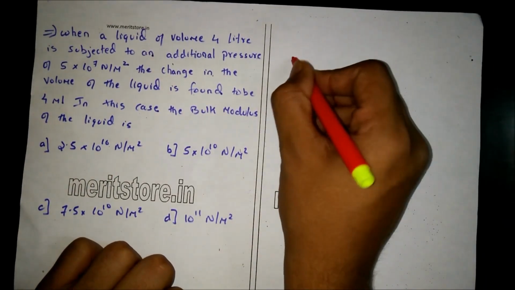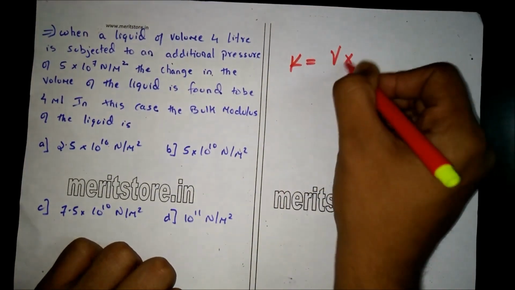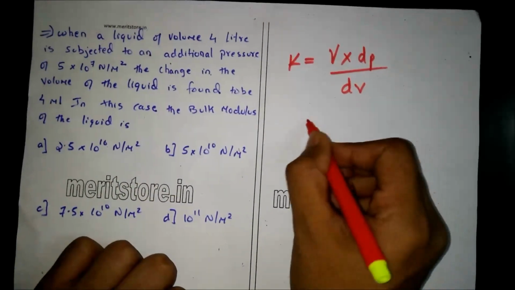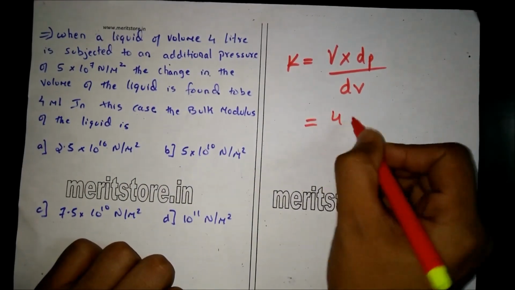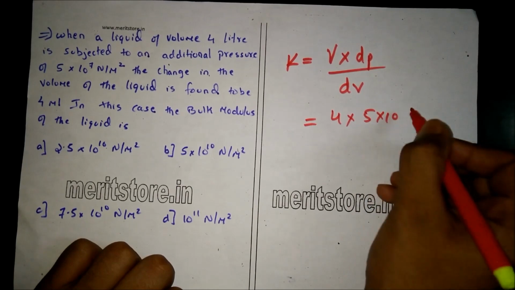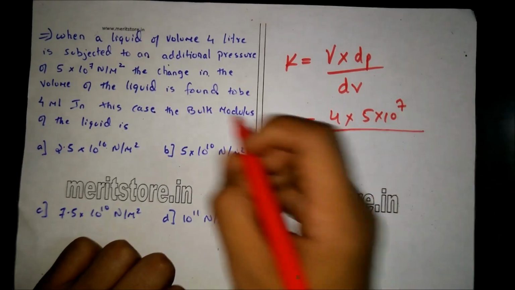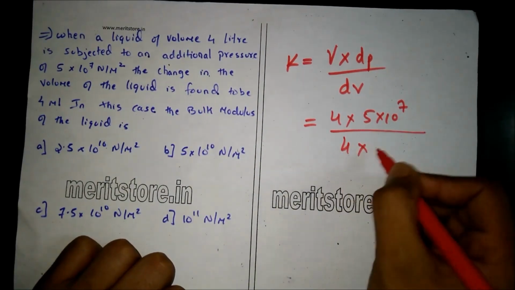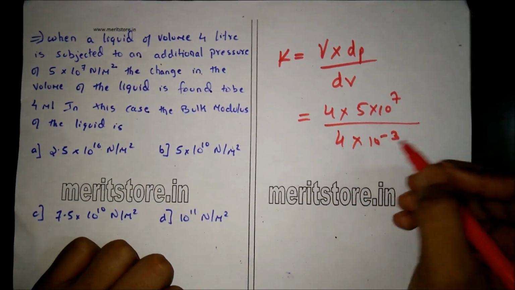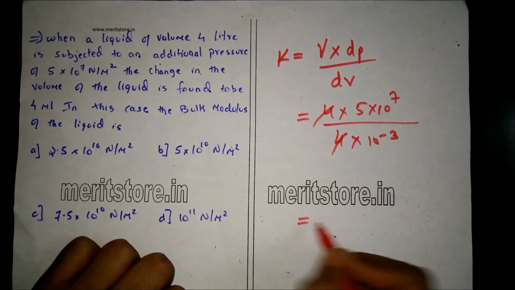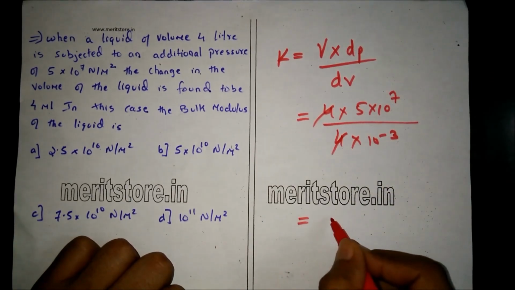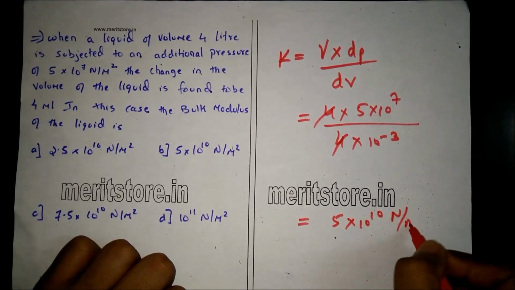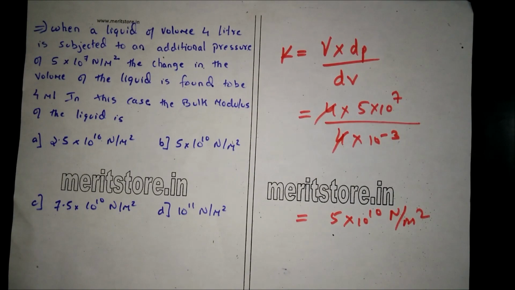Now, the bulk modulus K is given by K is equal to the volume into the change in pressure upon the change in volume. Now, we know that V is given as 4 liters, therefore 4 into 5 into 10 raised to 7. Now, the change in the volume of the liquid is given as 4 milliliters, which when converted into liters will be 4 into 10 raised to minus 3. Therefore, 4 will get cancelled and minus 3 will become plus 3 when it goes up. Therefore, 5 into 10 raised to 10 Newton per meter square. Therefore, here the correct answer is option B.